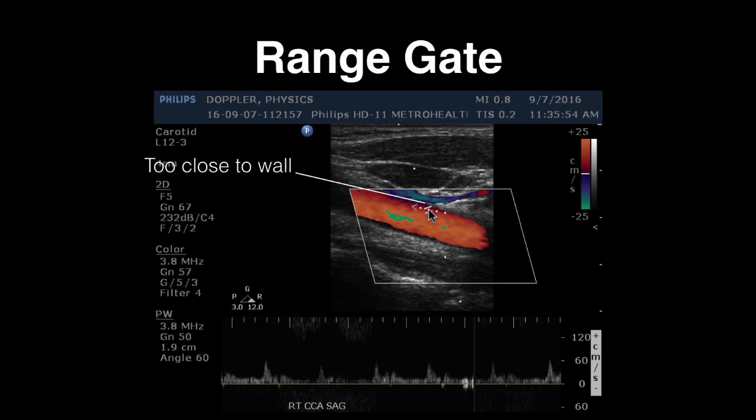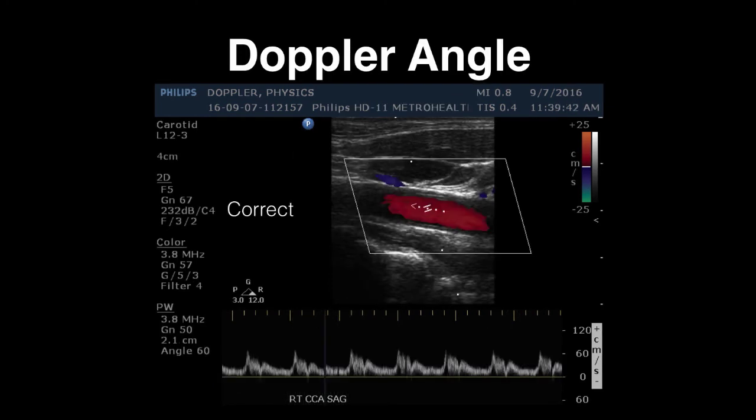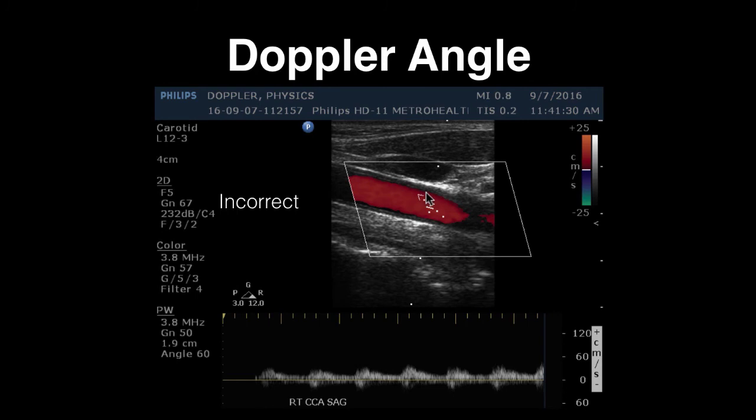Make sure that when you're interrogating these larger vessels, you're obtaining the sample volume from the central part of the vessel. We also want to make sure when we're looking at Doppler angle that we have a correct angle. Again, you want to be scanning at 60 degrees or less, but you want to make sure that this line corresponds with the flow direction of red blood cells within the vessel. So here we have a correct Doppler angle. Here on the same vessel, this angle is incorrect because this does not correspond with the true direction of flow within the vessel, so we're going to get incorrect information.